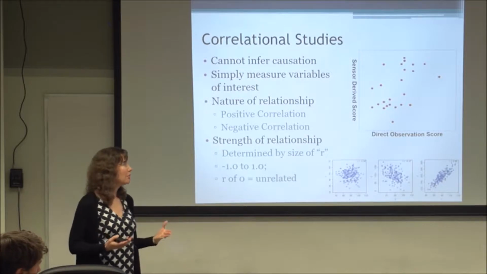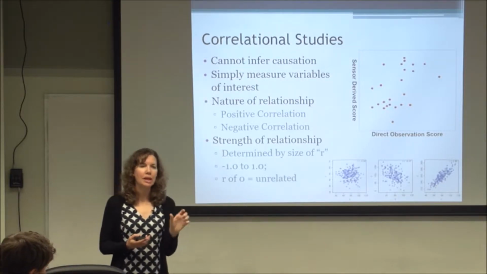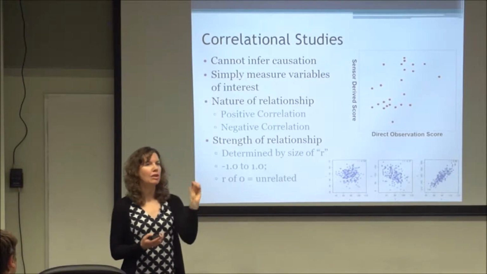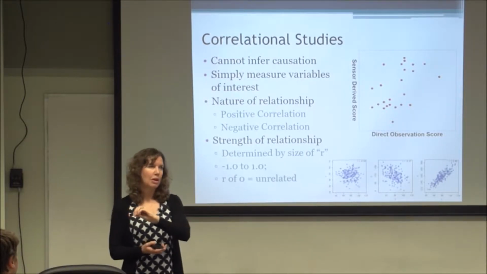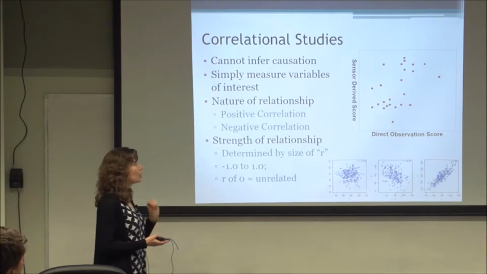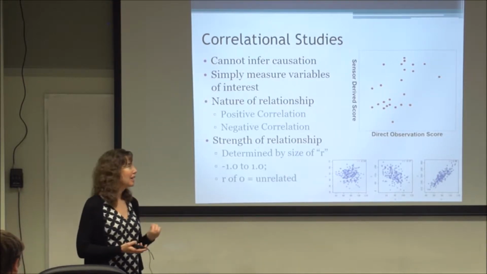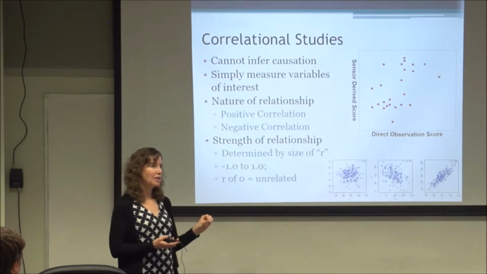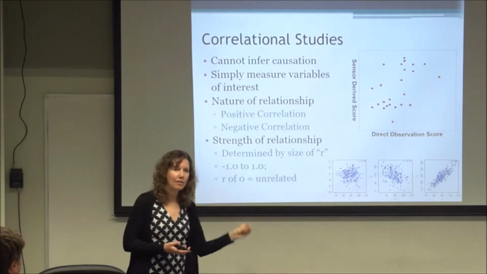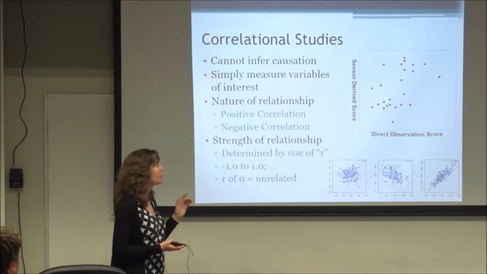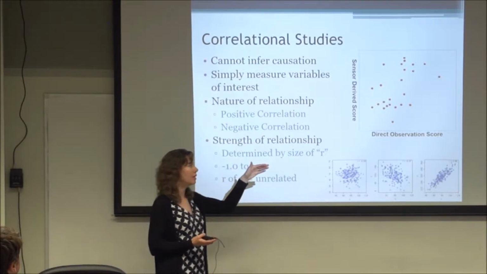So in the experiment, if I manipulated planning and I saw better performance, I could say planning ahead caused better performance. But if I can't manipulate who has diabetes and who doesn't, I can't say that not having diabetes leads you to not have Alzheimer's disease. I can say there looks to be a relationship if I can show that the two are related.